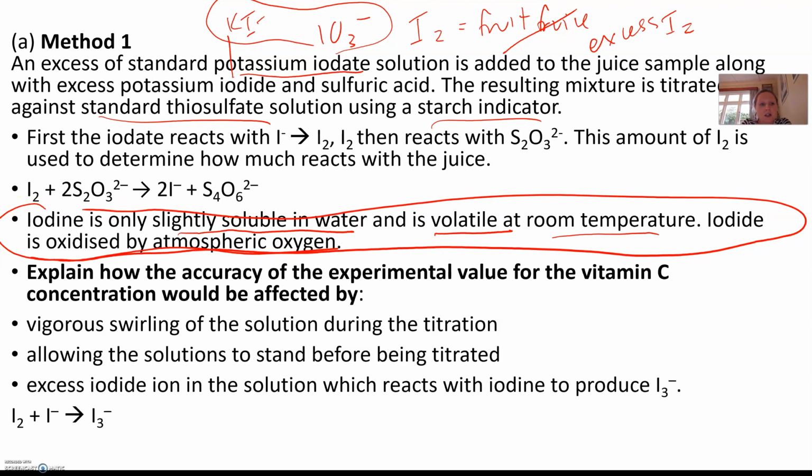So this part of the question is, explain how the accuracy of the experimental value for vitamin C concentration would be affected by 1. Vigorous swirling of the solution during the titration, 2. Allowing the solutions to stand before being titrated, and 3. The fact that excess iodide in the solution can react with iodine to produce I3 minus. So they're asking you to discuss these 3 points. Would you know them if you'd never been taught them? Not likely, and so we're just going to talk about these now, and then method 2 is a calculation.